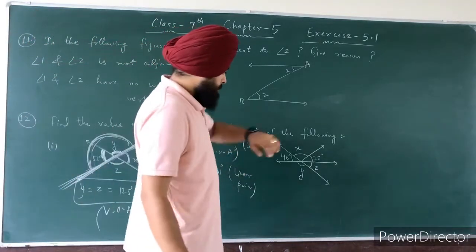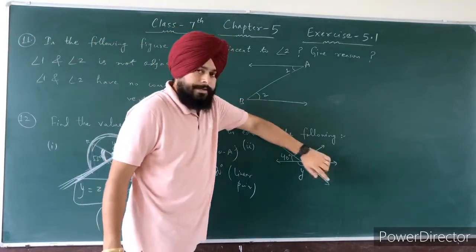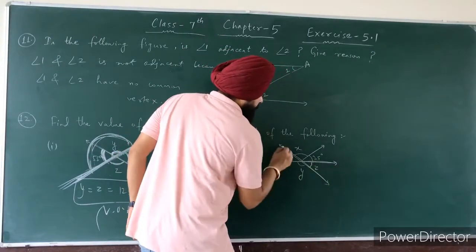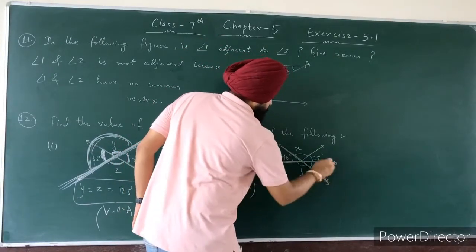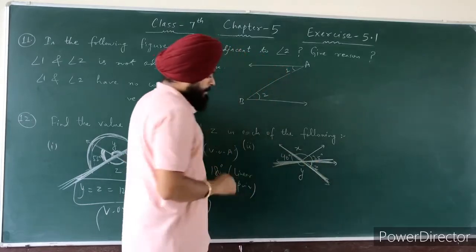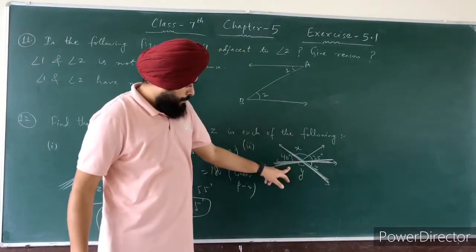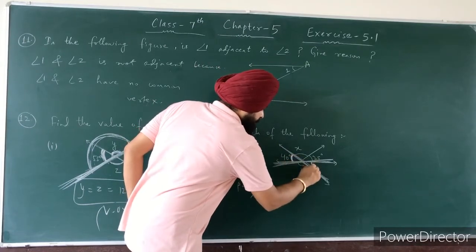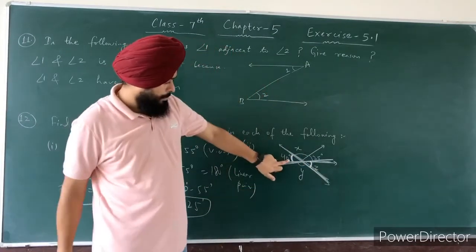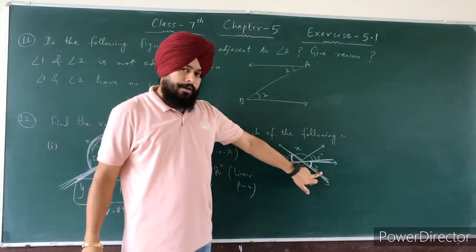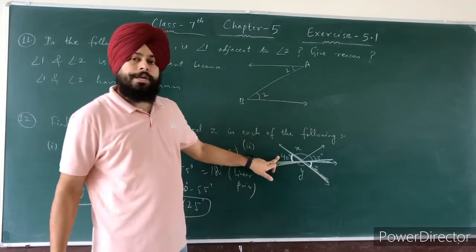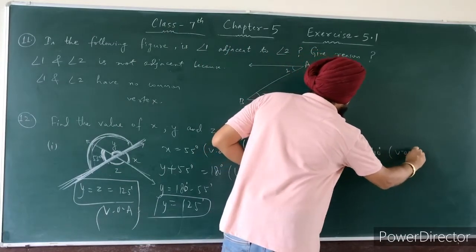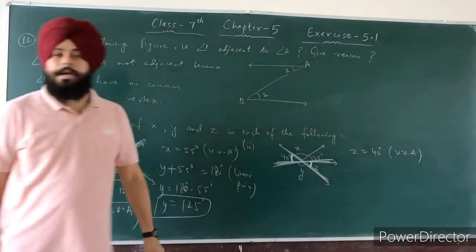Now the second part is find the value of x, y and z. So first you can see here these two are intersecting lines. So you can see here vertically opposite to this z is 40 degree. So you can write here z is equal to 40 degree. The reason is vertically opposite angles.